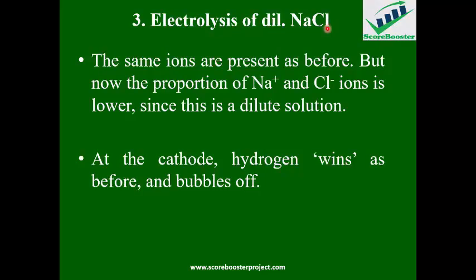The same ions are present as before, but in this case we have more water now than sodium chloride. So all those ions from water have higher concentration now in the solution than sodium and chloride ions. So at the cathode, same, hydrogen wins. Hydrogen is discharged because sodium is far above it. We can't even consider the concentration of hydrogen ions.